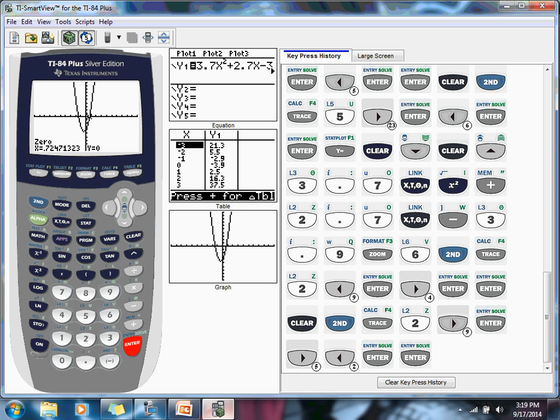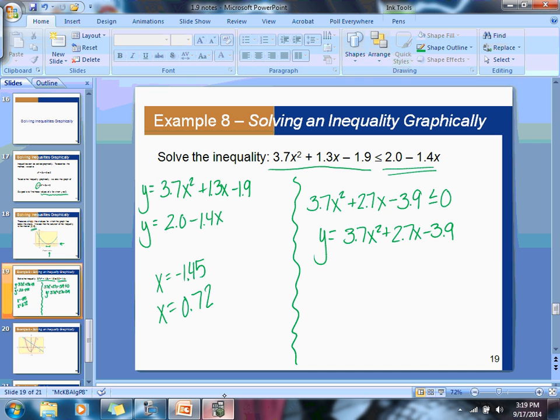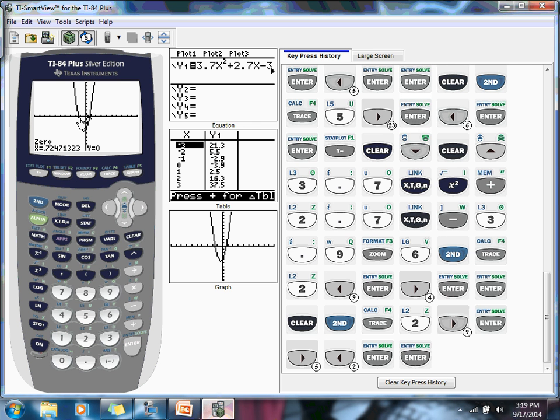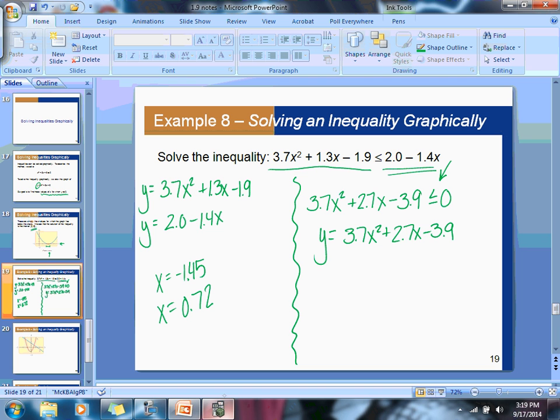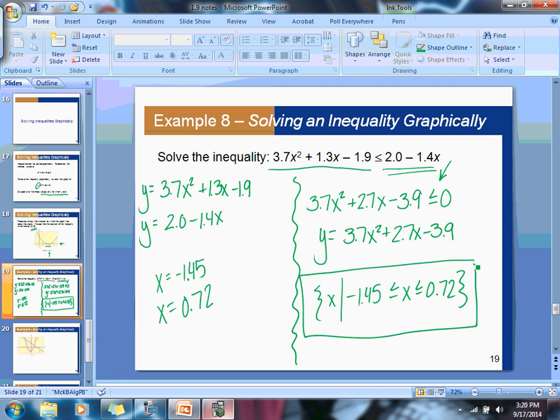Okay? And now, since this inequality was all less than 0, right there, less than, that tells us that on our graph, we would want the part of the graph that's below the x-axis. So technically, when I'm solving this inequality, it's going to be an and compound inequality. So I would want all the values of x such that negative 1.45 is less than or equal to x is less than or equal to 0.72. So that's very easy to see on the graph.